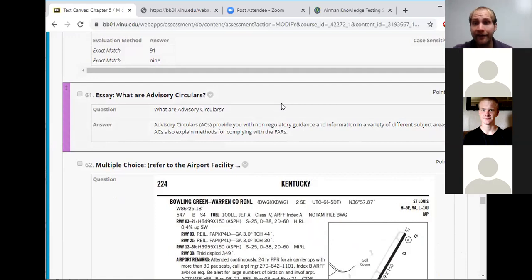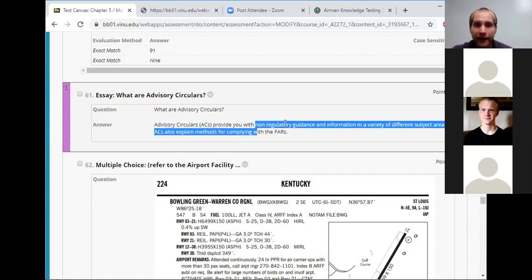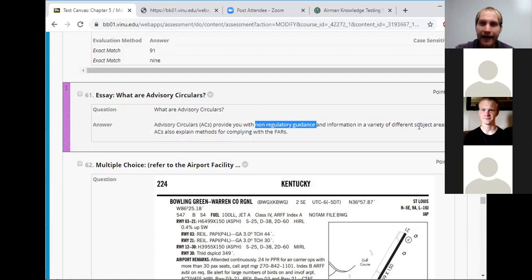What are advisory circulars? Advisory circulars provide you with, these are the big words, non-regulatory guidance and information for a variety of subject areas. Advisory circulars could also explain methods for complying with regulations. So advisory circulars, you can see the word advice is part of the word advisory. So it's almost like the FAA is trying to give us good advice.